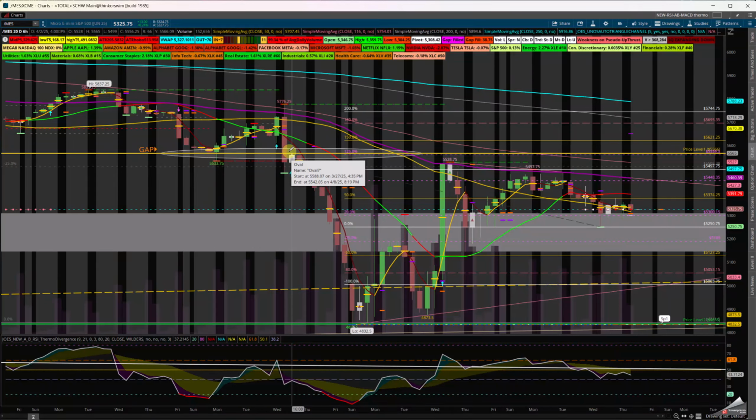So this is very important in trading, to understand the measured move, and you have to use the breadth of the market as well as the ticks.